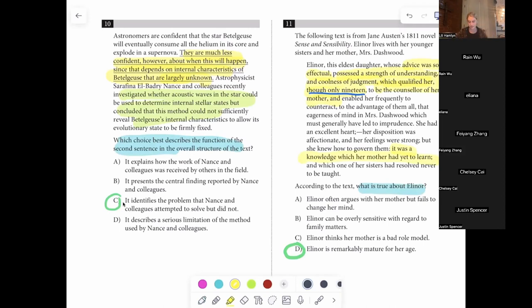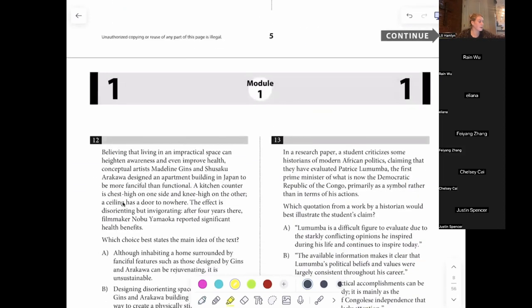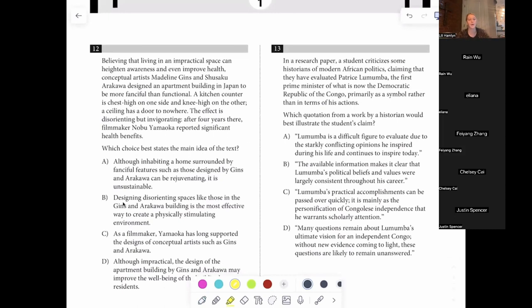All right, great. And then finally, for question 12, what did everyone get? Yeah, perfect. So here the answer is D. Although impractical, we can be shown here that it's more fanciful than functional, and the kitchen counter is chest high on one side and knee high on the other.